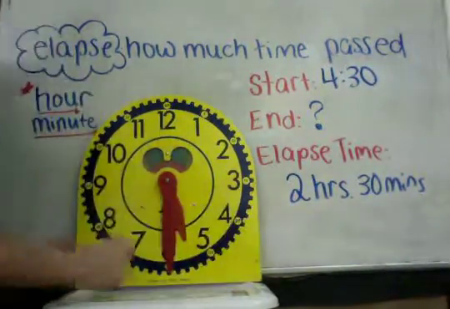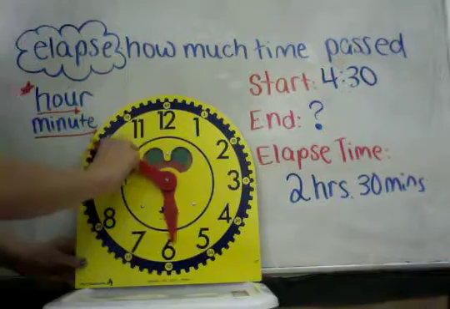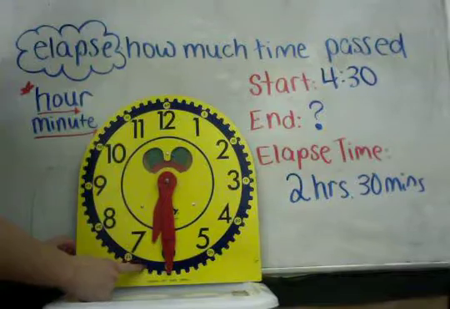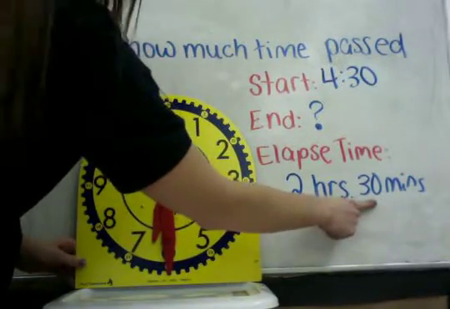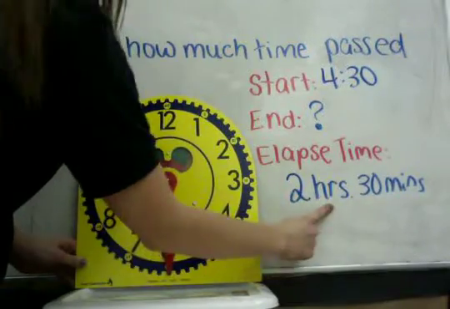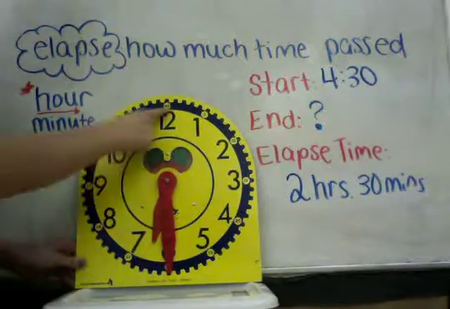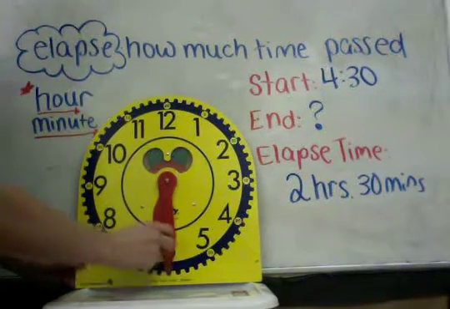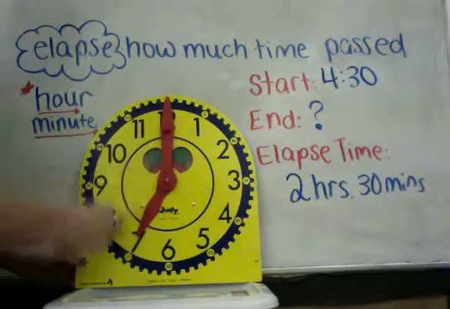Remember, he studies for 2 hours. So we have to go around the clock one more time. Go around the clock. That is 2 hours. Now what time is it? 6:30. Awesome. Now, he studies 30 more minutes. 2 hours and 30 minutes. We know that 30 minutes is half of our clock. So we've already studied for 2 hours. He studies for 30 more minutes. That's 5, 10, 15, 20, 25, 30 more minutes.